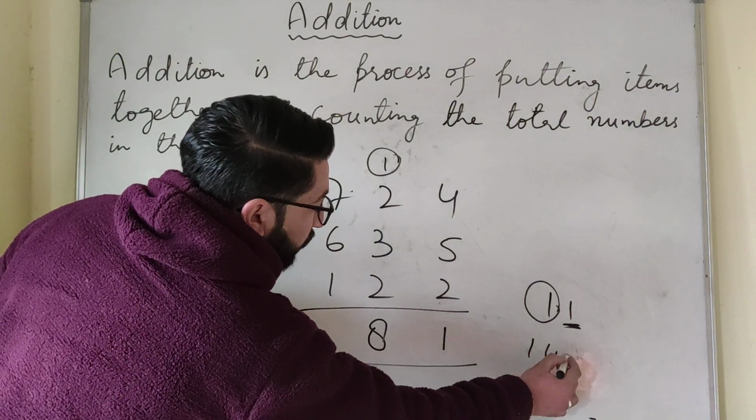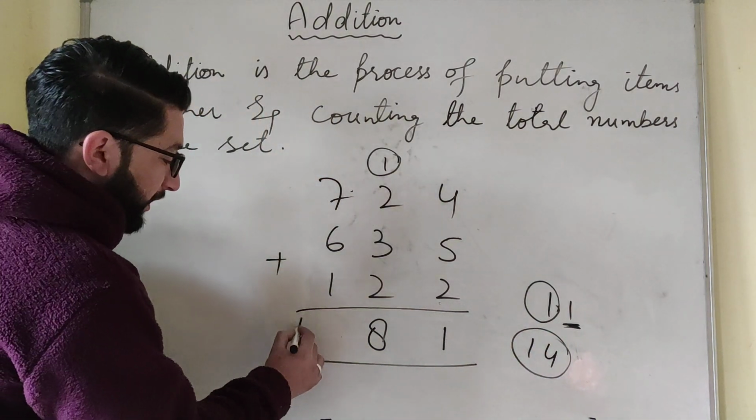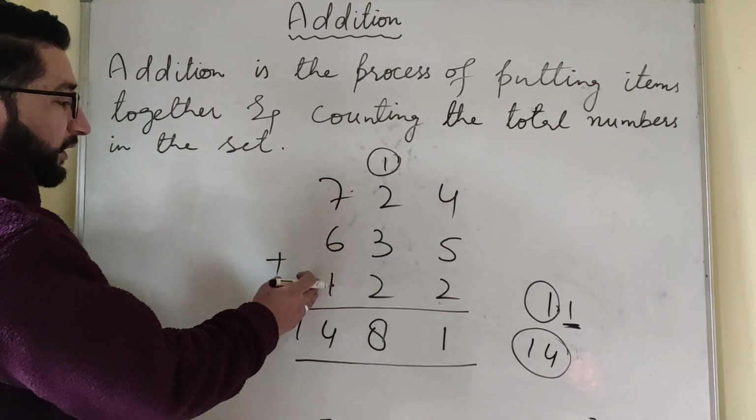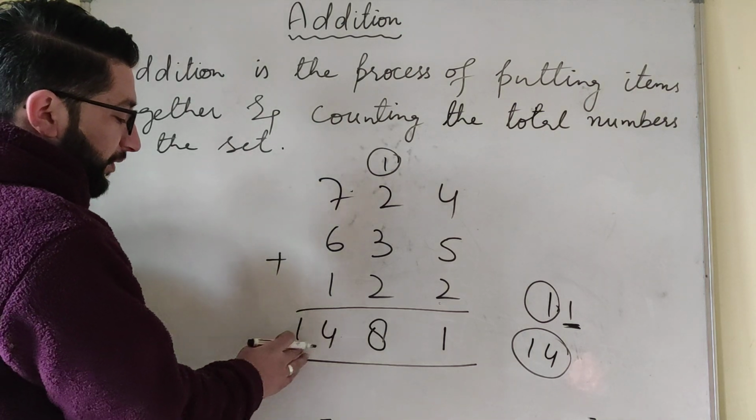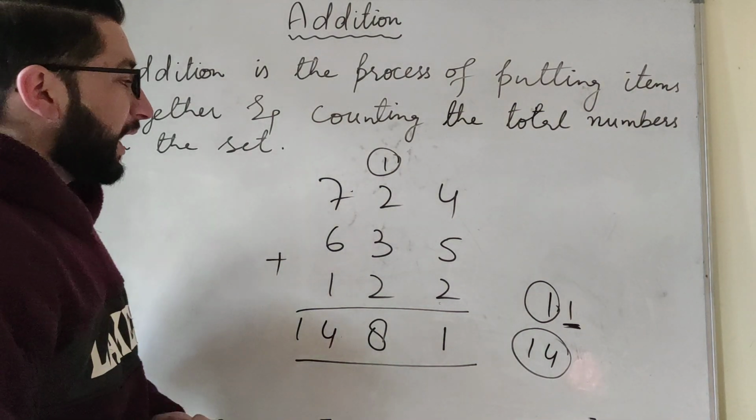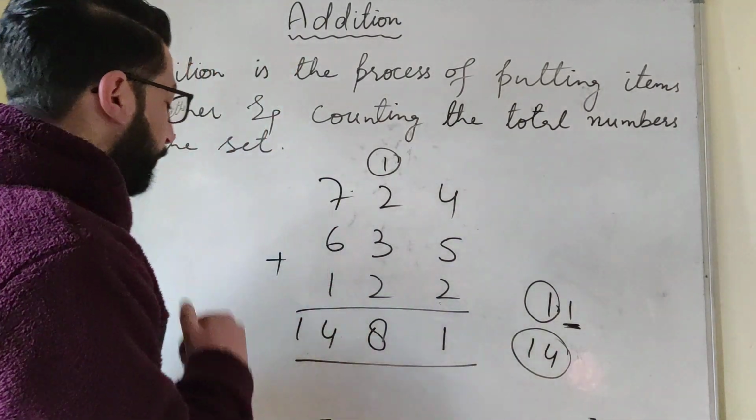Now at the end we have got 2 digits, so we have to write both, because after this there is no number that we have to add, so we will write it as it is. So this will be the answer of this question.